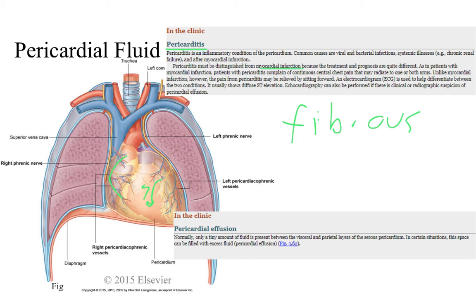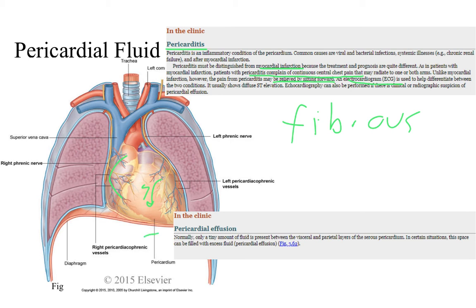And so, a couple of ways you can tell the difference between the two is that somebody with pericarditis will have continuous central chest pain, whereas myocardial infarction may come and go. But with the pericarditis, that can be relieved by sitting forward. If you sit forward when you're having a myocardial infarction, that pain will not be relieved. And then, of course, you can confirm that with an electrocardiogram, because you'll definitely see electrocardiograph changes when you have a heart attack versus pericarditis.